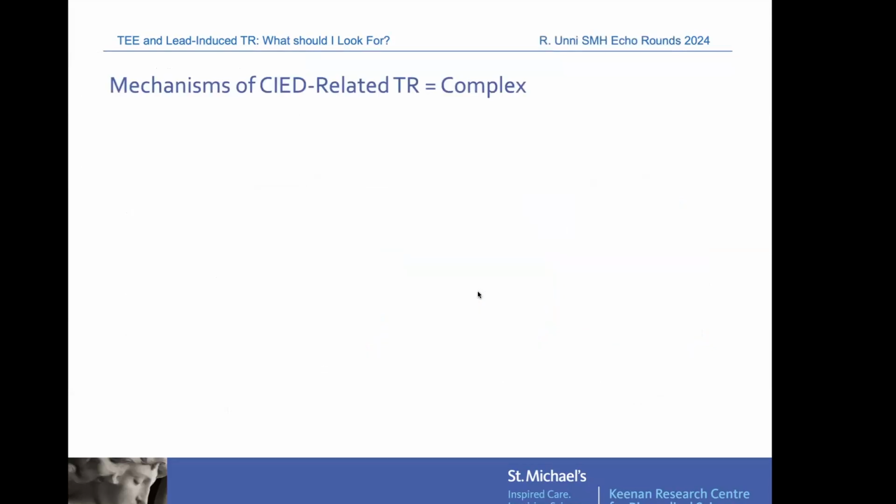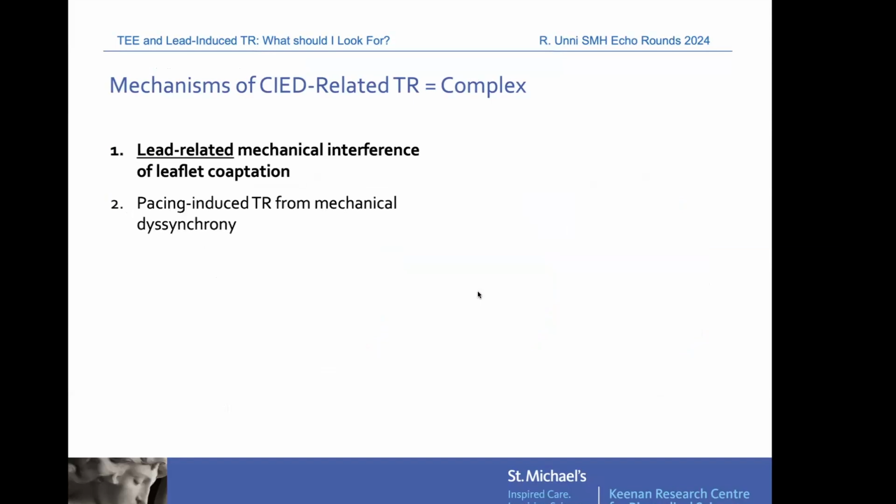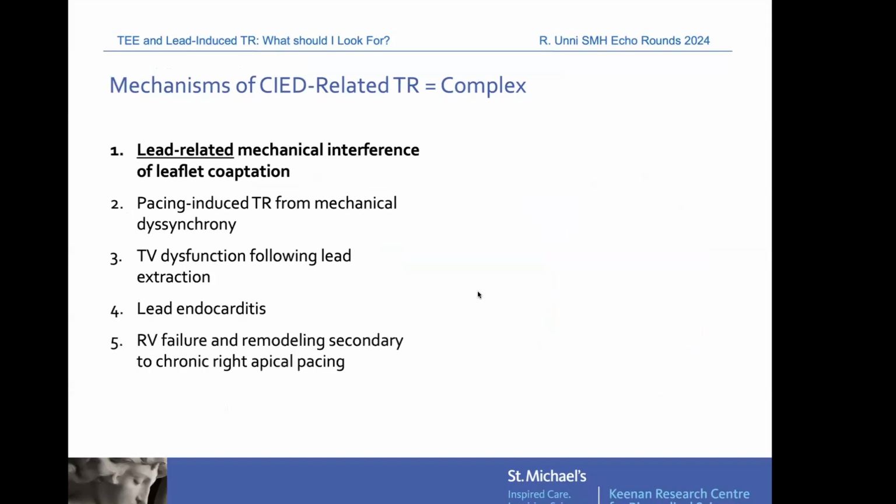So it is complex. Intuitively, what we think about is when you have a lead in there, there's going to be mechanical interference, touching a leaflet and preventing the leaflets from closing properly, right? So lead-related mechanical interference of leaflet coaptation. But there are actually other mechanisms of TR from this. You can have pacing-induced TR just by the dyssynchrony between the ventricles. You can have valve dysfunction following lead extraction or lead endocarditis. And then with chronic pacing of the RV, you can get RV failure, dilatation and remodeling.